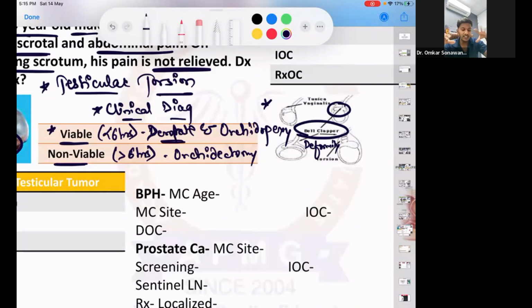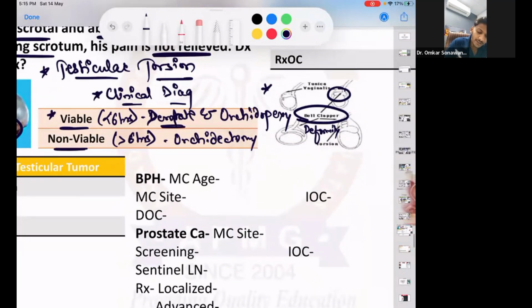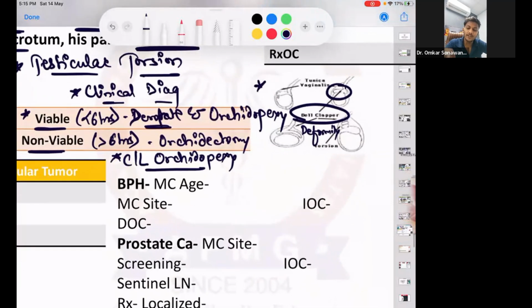And after both of these procedures, whether it is orchidopexy or orchidectomy, the most important thing to be done is a contralateral orchidopexy. That means if the right testis was affected and operated, the left testis should also be fixed properly in its position, because if there is a bell clapper deformity, it would be in both the testes. Please remember, contralateral orchidopexy is also done in case of testicular torsion.